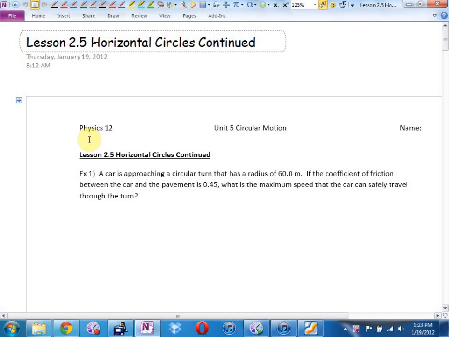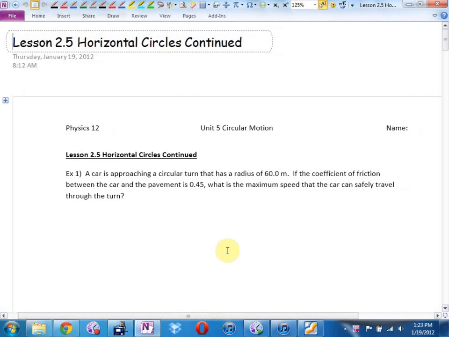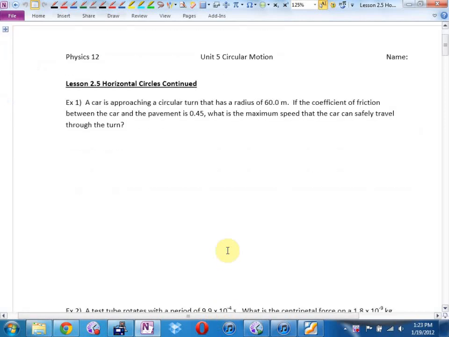So horizontal circles continued. Example one. A car is approaching a circular turn that has a radius of 60 meters. If the coefficient of friction between the car and the pavement is 0.45, what's the maximum speed that the car can safely travel through the turn?